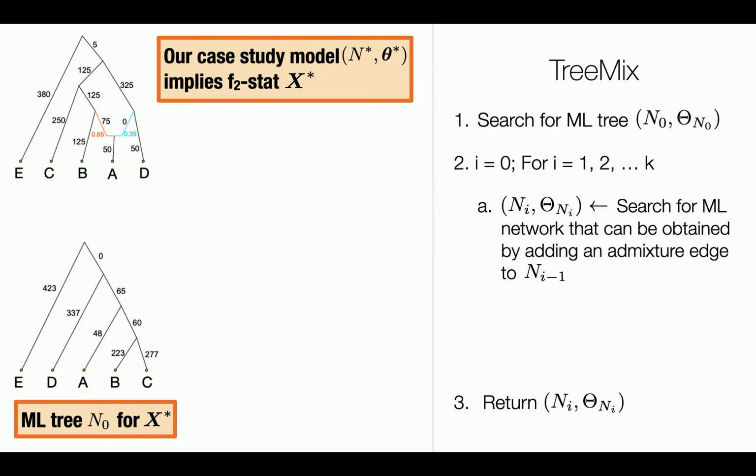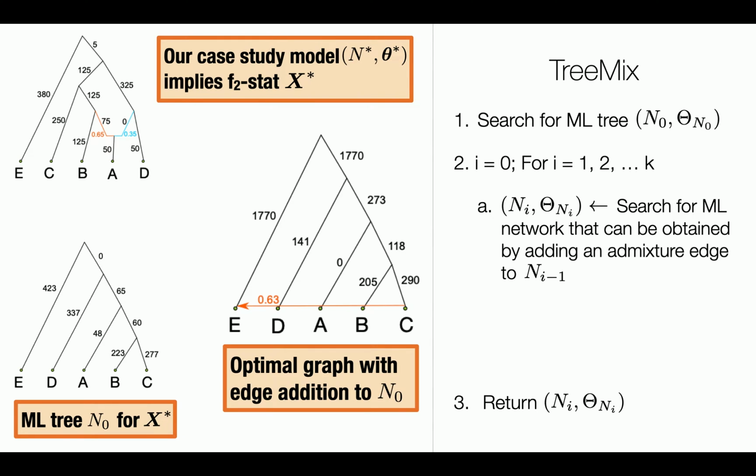In the next phase of the TreeMix method, an edge representing admixture or gene flow is added to the tree, or starting tree N0. An edge addition is going to take an ordered pair of edges. It will subdivide each of the edges with a new vertex and then add an edge between the 2 new vertices, and that's representing gene flow. Now, the optimal graph from performing an edge addition to N0 is shown in the center, and it's easy to see that the resulting graph differs from the case study graph because the case study graph N star has A as the admixed population rather than E.